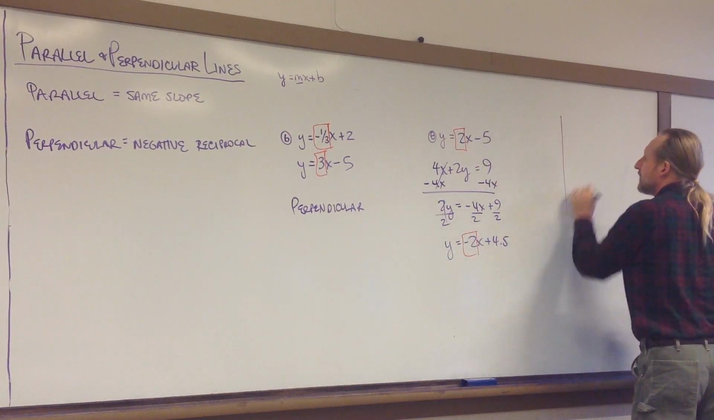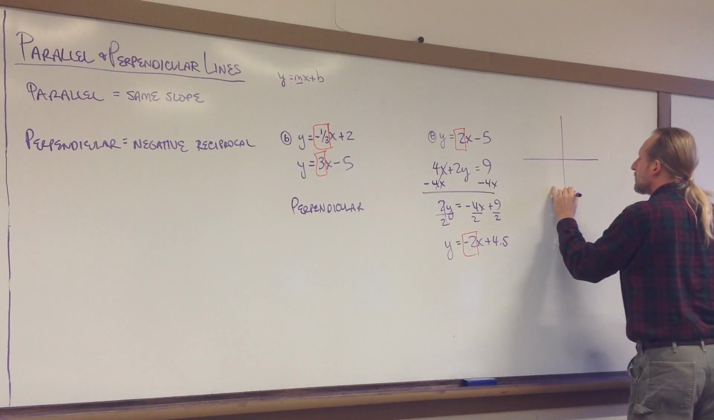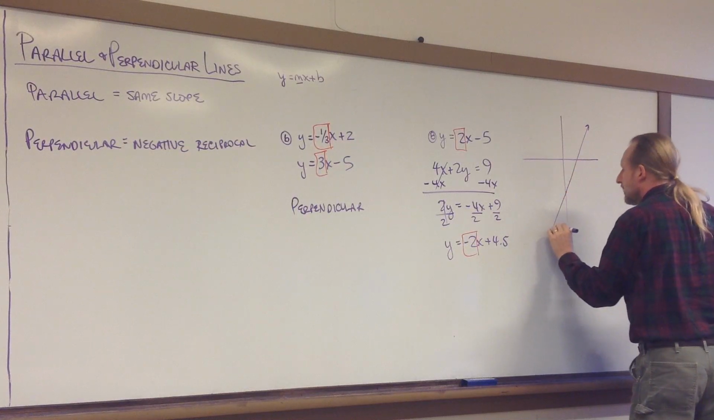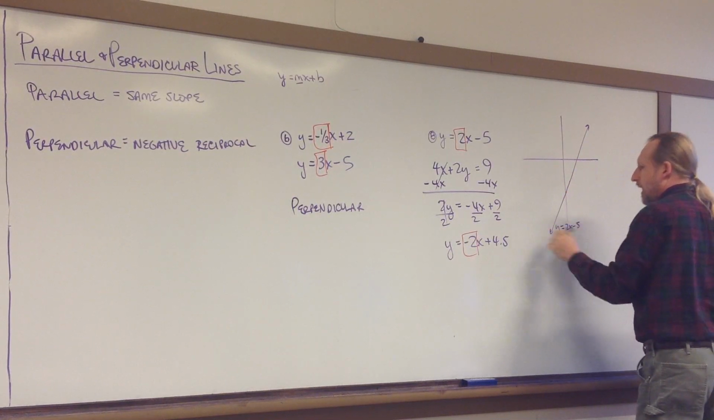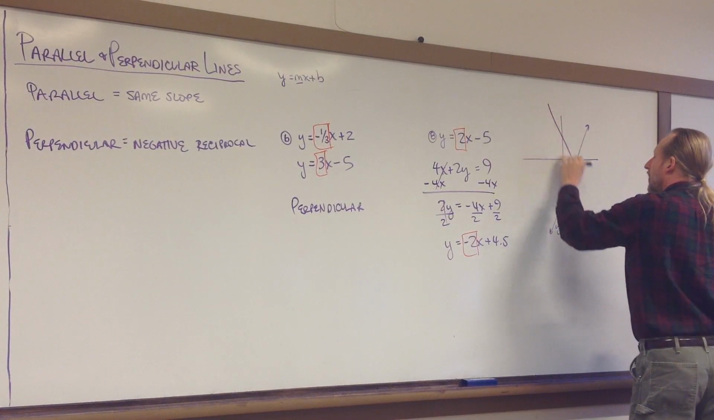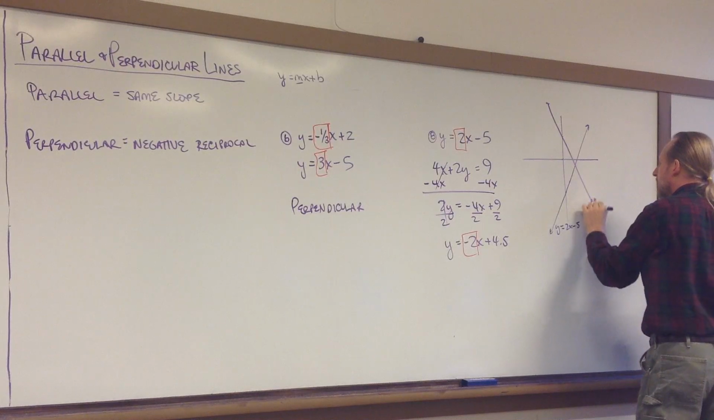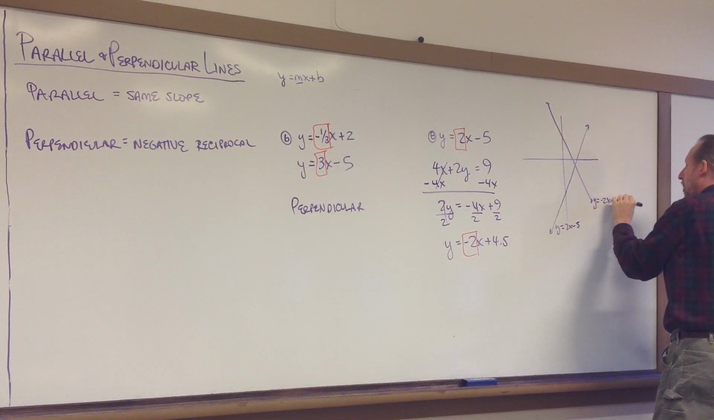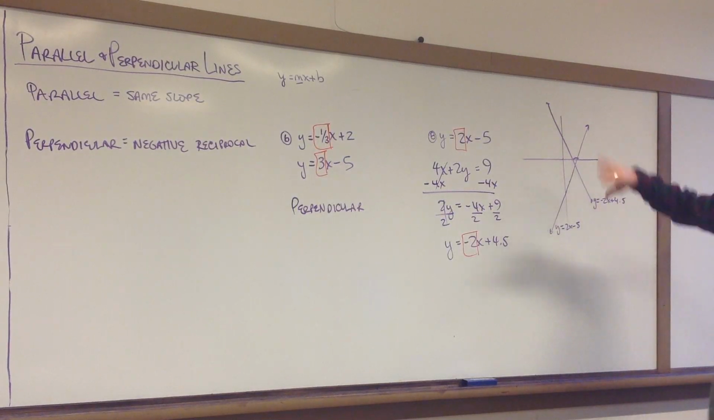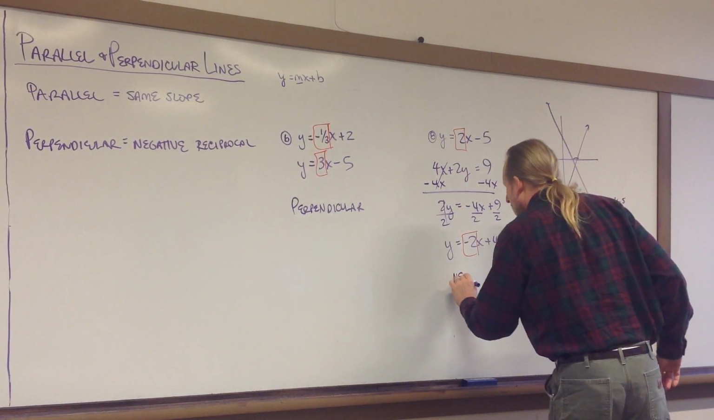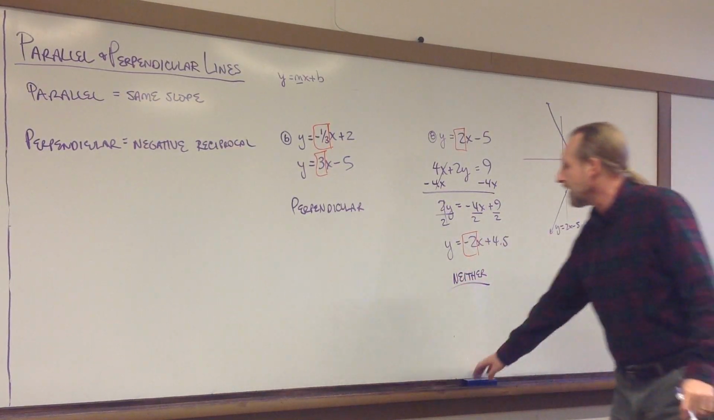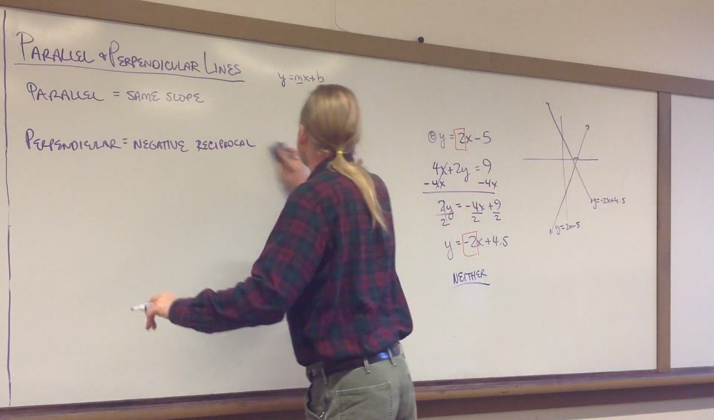I mean, if we graph these lines, let's see, 2x minus 5 looks something like this. And negative 2x plus 4.5 would be something like that. And you can see that angle in there is not a right angle. It's not 90 degrees. These are not perpendicular to each other. They're obviously not parallel either. And so that's a good example where we have neither parallel nor perpendicular.